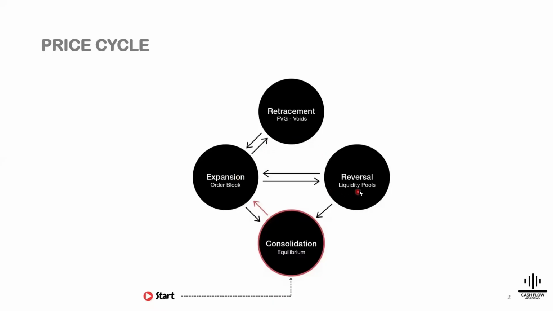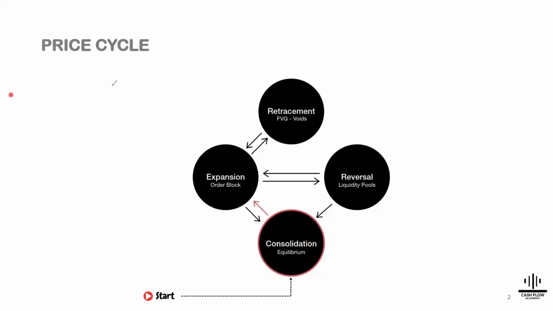retracing or reversing. So therefore, with this information, the core requirement to attain the skill to predict price movement will be: one, how to identify each of these phases. Two, how to predict the next price phase that is most likely to occur. So now, consolidation. Let's start here.